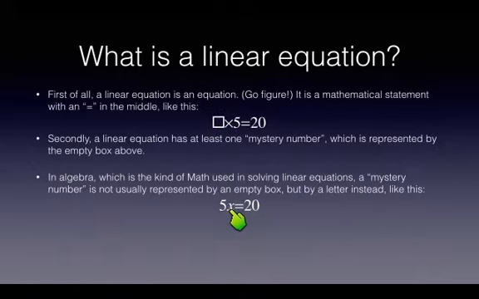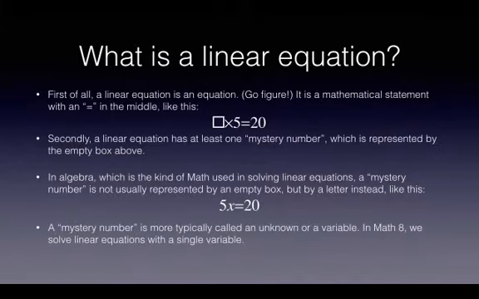It could be x, it could be n, it could be L, it could be whatever, as long as it's some letter. And you notice that this 5 times x, I didn't actually write the multiplication sign in between as I had done up here. That's very commonplace in algebra. This is a shorthand notation for 5 times some mystery number, and it's equal to 20. So this is a linear equation.